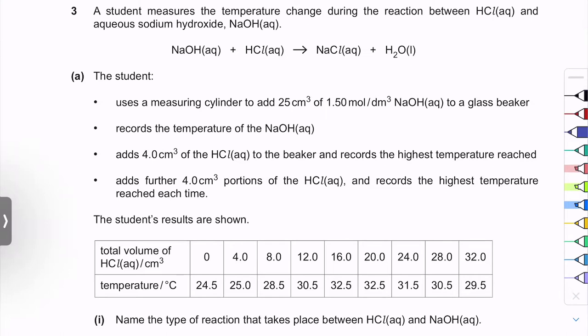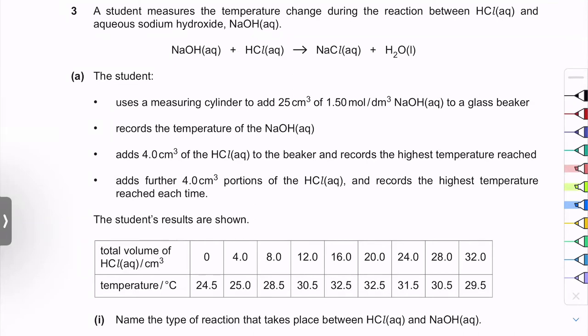Aur kaun-kaun se exothermic reaction aapne padhe hain? Sir, burning, combustion. Combustion. One more. Respiration. Okay. Endothermic aapne kaun-kaun se padhe hain? Photosynthesis. And decomposition. Theek hai? These are some reactions that you should know. Ki haan, ye exo hai, ye endo hai. So neutralization and that is exothermic. This temperature increase hona chahiye.